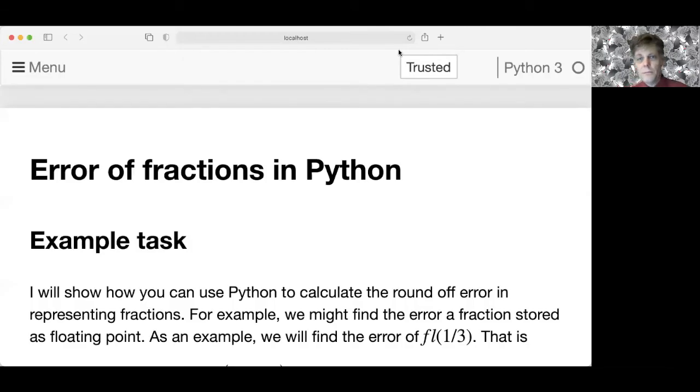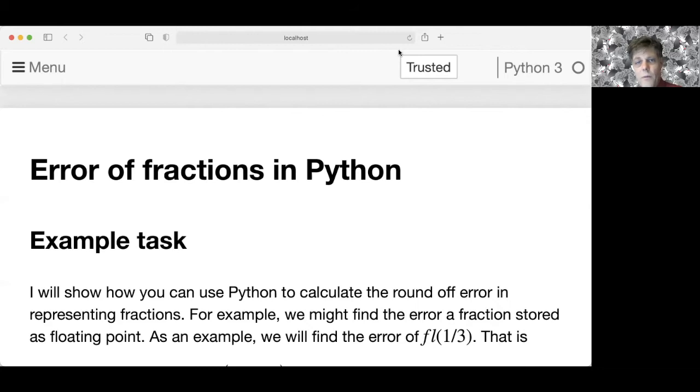Hello and welcome. In this short video, I will talk about how we can calculate the round-off errors in Python. We will consider errors in divisions of integers. In the computer, a ratio of integers is stored in floating point format with double precision. This causes a round-off error in the computer, as defined in the IEEE standard. We will show how we can calculate this error in Python.